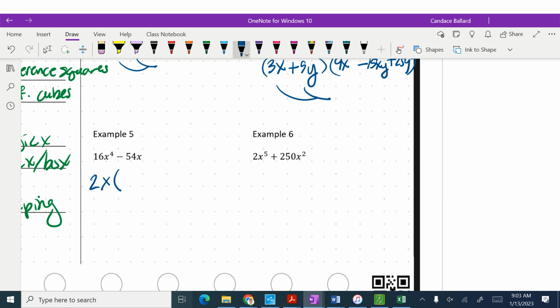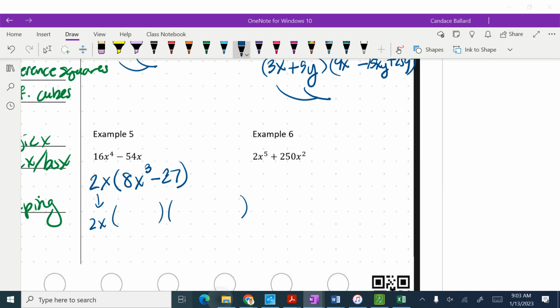X, good. All right, I pull out a 2. I get 8x what? Cubed, good. I pull out a 2 out of negative 54, and 2x out of negative 54x. What do I get? Good, negative 27. Do you see how we just got the cube to pop out? Because that's a cube and that's a cube. I'm going to drop down my 2x. Do a binomial times a trinomial.